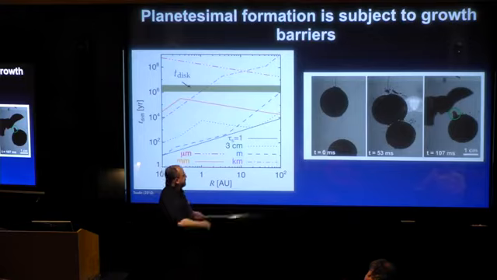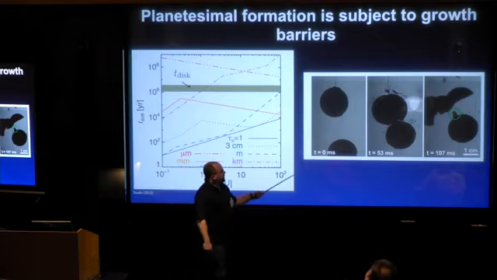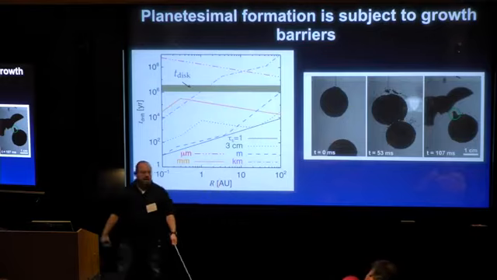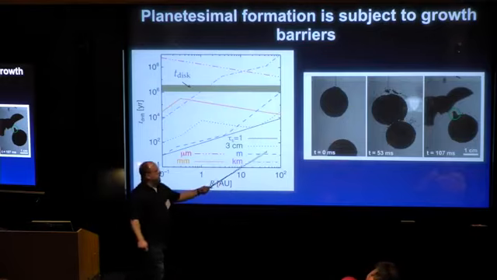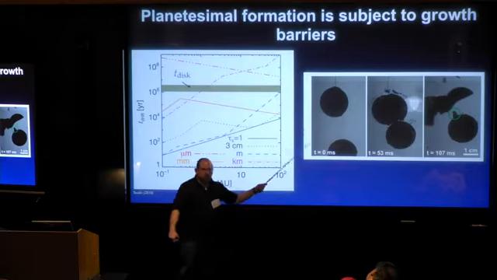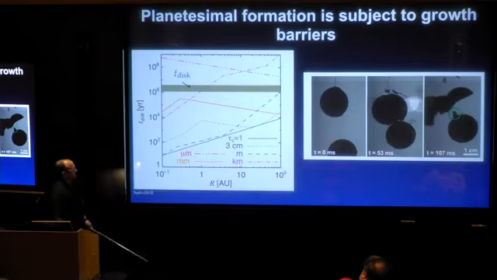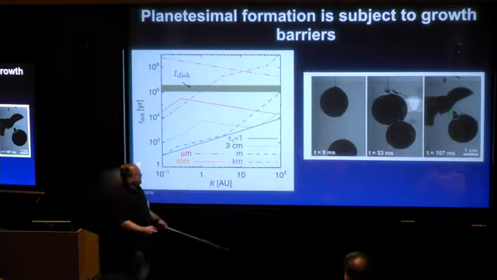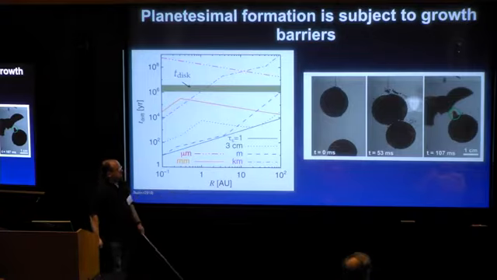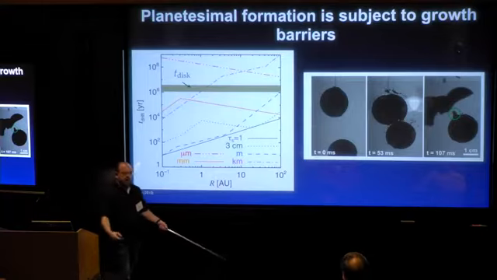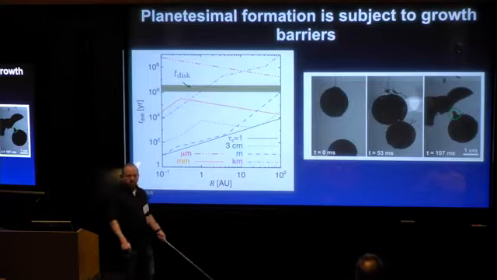But even if you could get around that, somehow you might have trouble growing these millimeter, centimeter sized objects to bigger than that. This is shown through lab experiments by a German group, Weidenschilling and Blum, I think, is the correct reference. I'm sorry I didn't put that there. So how does one get around these? That's a big question that we try to answer in understanding planetesimal formation.